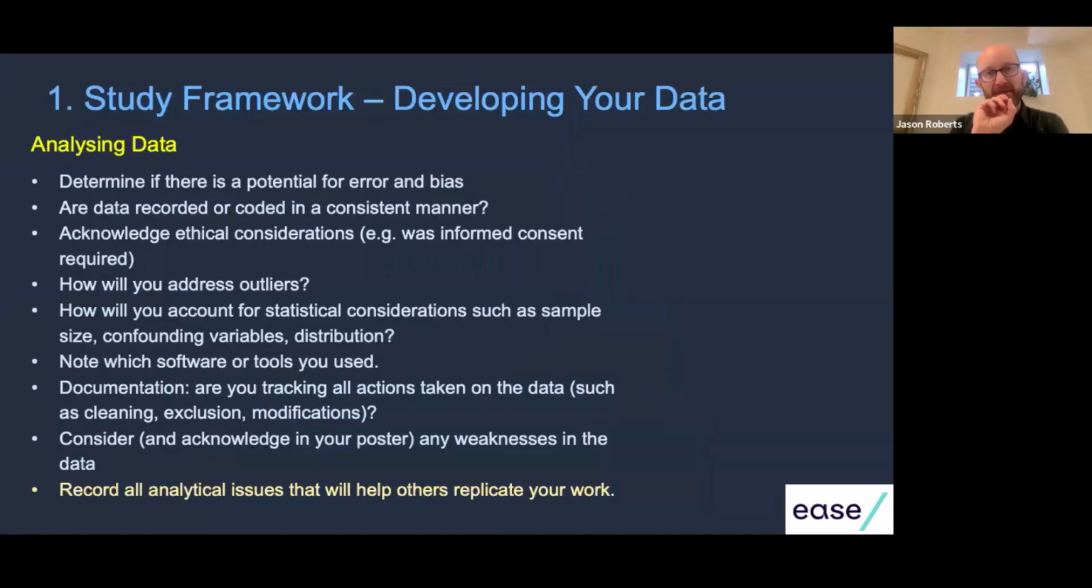The third thing on my list of 4 things that you need to do when developing your data is think about how you're going to analyze this. And that determines, you've got to think about, is there the potential for a lot of error in this data? And has it been collected in a consistent manner? What are you going to do with outliers? Are you going to exclude them? And if you are going to exclude them, where's the cutoff point? And then you need to make a note of that in your poster.